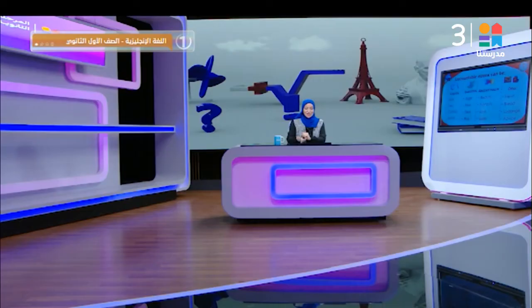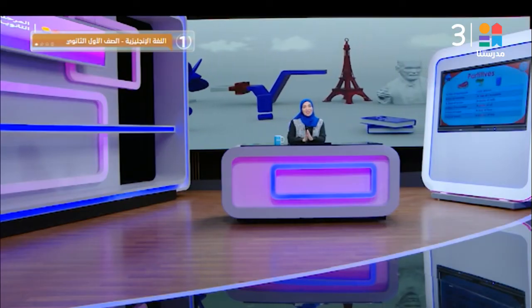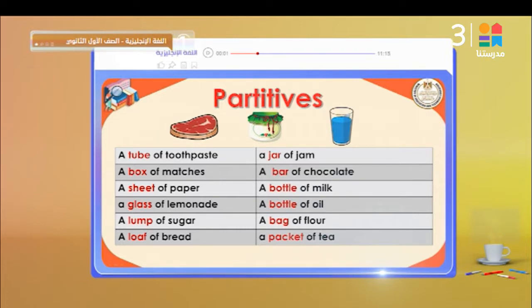Okay, let's move on. These things which are uncountable, we have a way to measure them. As I said before, I can't say one water, two waters, but I can say a cup of water, a glass of water, a bottle of water. These are called partitives. How to measure these nouns, how to take part of these nouns.